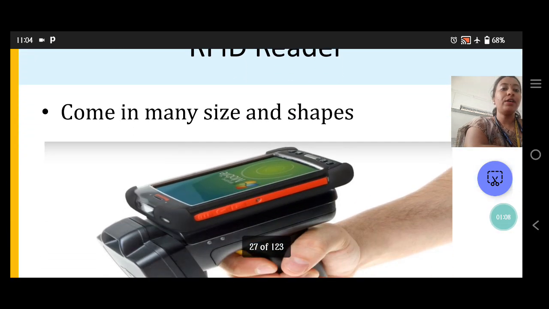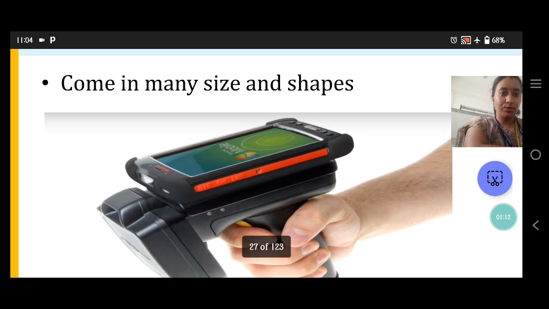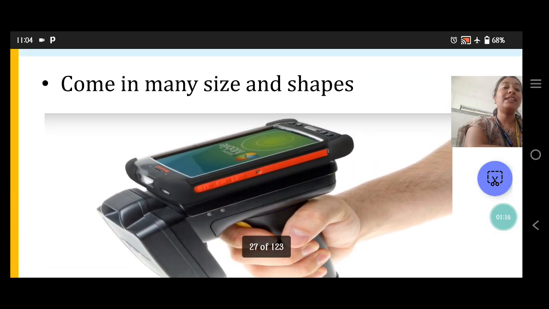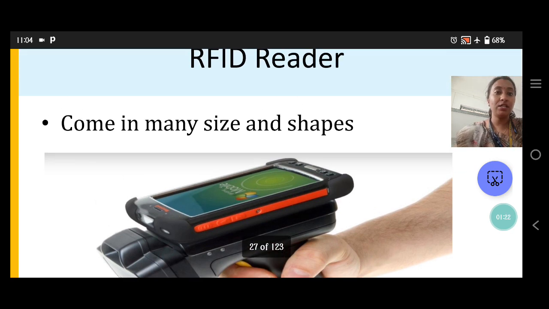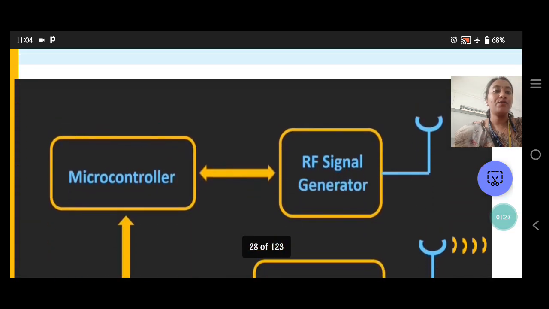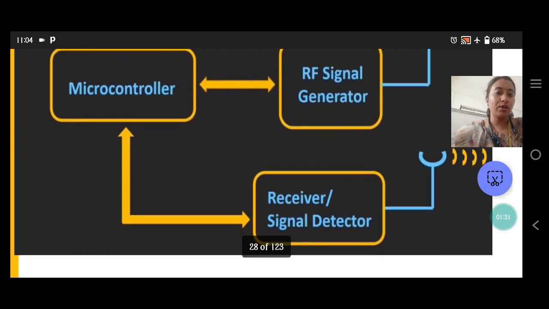RFID readers, as we know, come in many sizes and shapes. RFID handheld readers are one example, and we can also take a temperature reader as an example. That also comes in many sizes and shapes, and it is a reader of our temperature. Now here is a simple block diagram of an RFID reader.